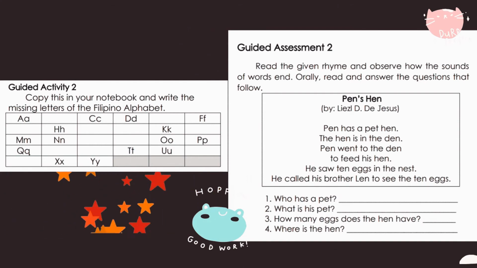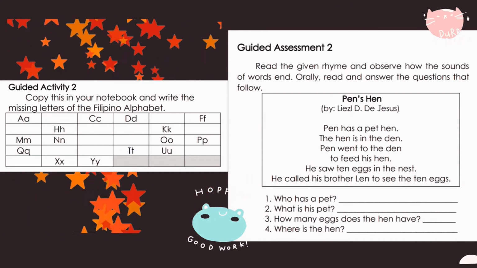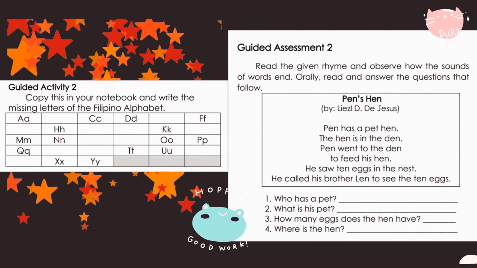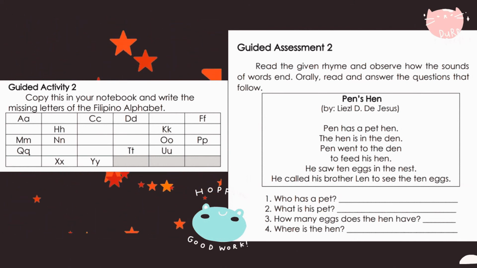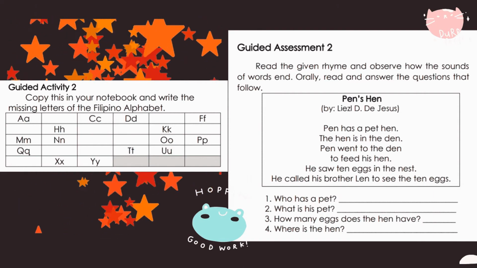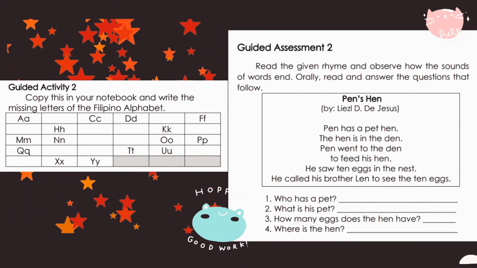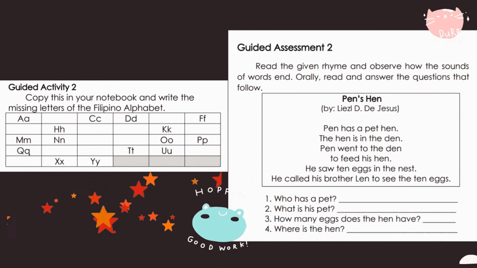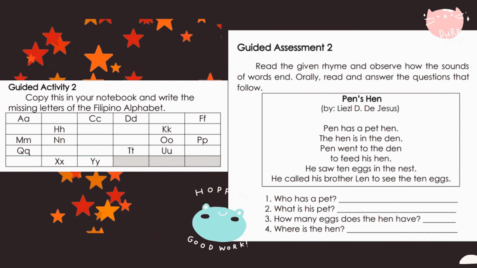Here are the questions. Number 1, who has a pet? Number 2, what is his pet? Number 3, how many eggs does the hen have? Number 4, where is the hen?